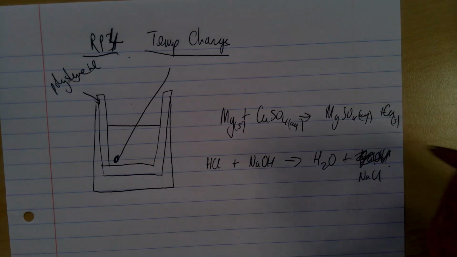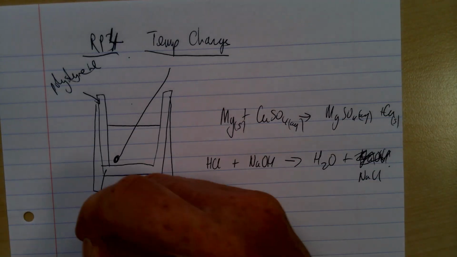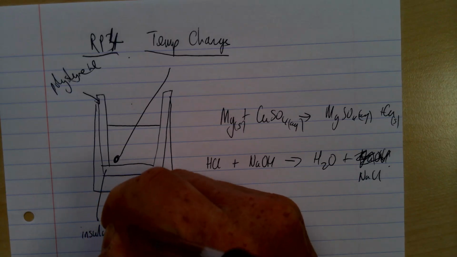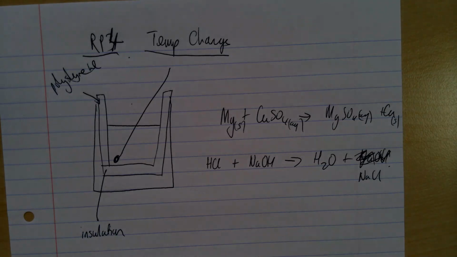So some details of things you might be asked. The word you want for the polystyrene cup is an insulator. So if it's an exothermic or an endothermic reaction, you haven't got heat transfer to the surroundings, no heat loss usually to the surroundings. So we get an accurate reading.